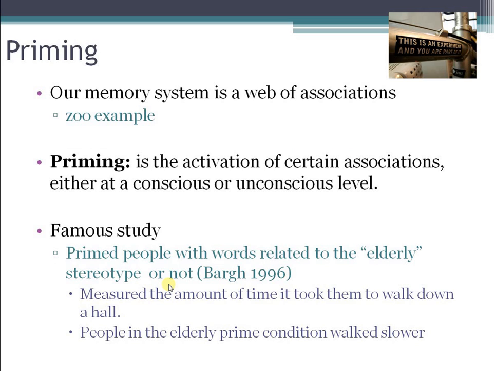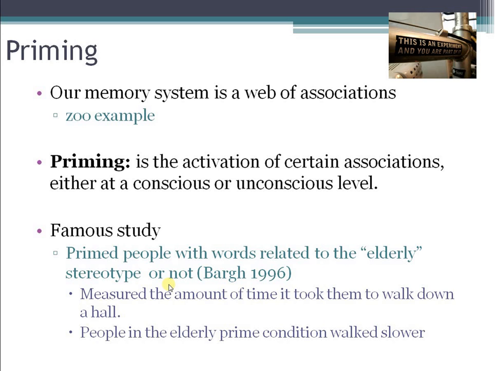You can think of our memory system as a sort of web of associations. If I say to you zoo, think of all the things that come to mind when I say the word zoo. Many of you might say zebras or elephants or giraffes or popcorn, or zoos smell bad, rhinoceroses stink, that kind of thing. All of those things are associated in your memory. In your physical brain, there are neural connections between those ideas of animals and the idea of a zoo.